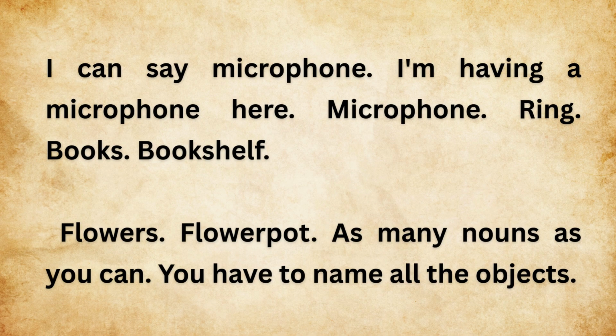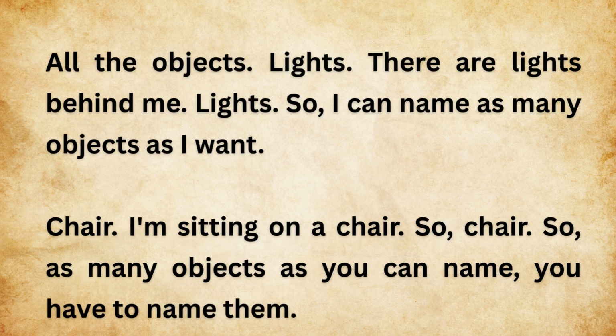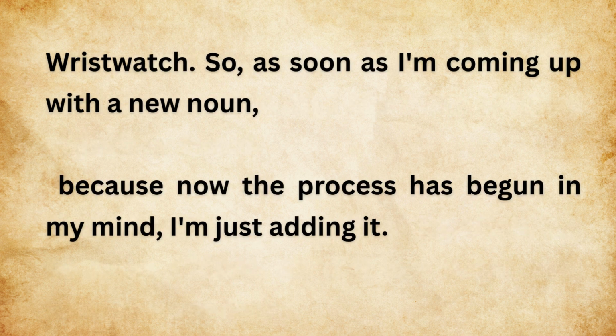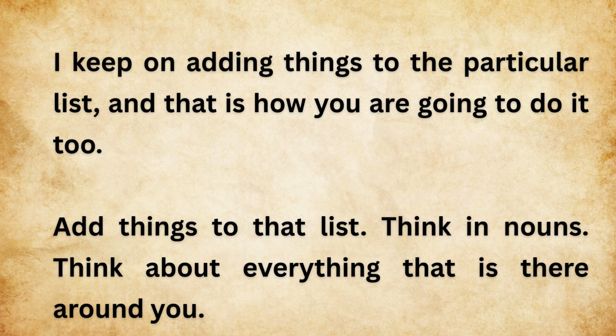As many nouns as you can. You have to name all the objects. Lights. There are lights behind me. So I can name as many objects as I want. Chair, I'm sitting on a chair. As many objects as you can name, you have to name them. Wristwatch. As soon as I'm coming up with a new noun, because now the process has begun in my mind, I'm just adding it. I keep on adding things to the particular list, and that is how you are going to do it too. Add things to that list.